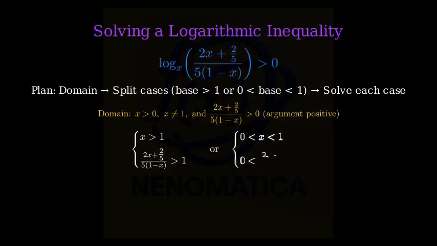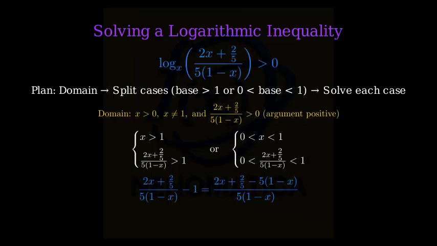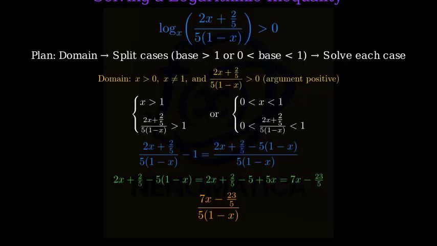Because the base x is variable, the inequality sign behavior depends on whether x is greater than 1 or between 0 and 1. So we solve two systems. First system with x greater than 1 and the condition that the argument is greater than 1. Second system with 0 less than x less than 1 and the argument between 0 and 1. Let's simplify the expression that appears on both sides. Subtract 1 by bringing to common denominator: (2x plus 2/5) over 5 times (1 minus x), minus 1 equals.